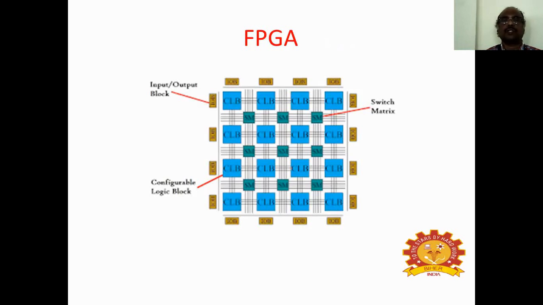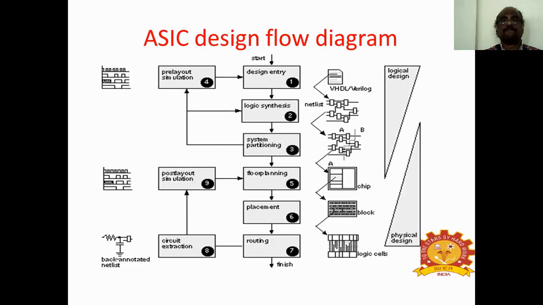We can see from here there is an IO block. So this is the same as an integrated circuit, where only the designer has to program the interconnections to realize the integrated circuit functions. Okay, the next question is, what is the ASIC design flow diagram?